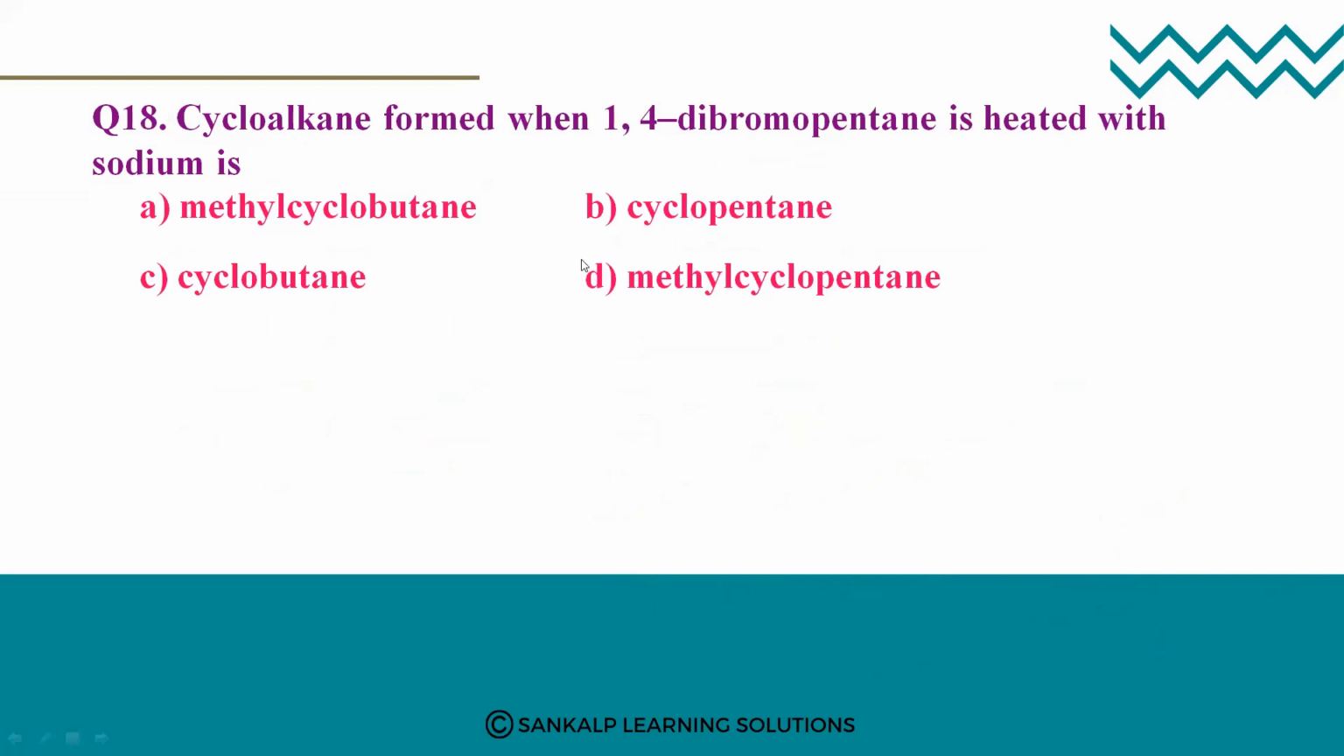Which cycloalkane is formed when 1,4-dibromopentane is heated with sodium? So they have given cycloalkane, and they are asking which cycloalkane is formed. So I'll write the structure of 1,4-dibromopentane. So pentane, with dibromo at positions 1 and 4, so 1, then 2, 3, 4.